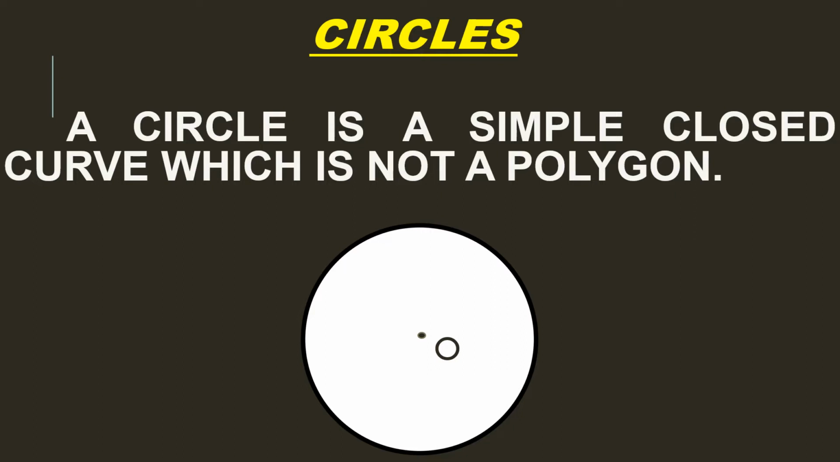So a circle is a simple closed curve which is not a polygon. You can see here this is a figure of a circle. You are all aware of this figure, in which we never include any line segment. So according to that, a circle is a simple closed curve which is not a polygon. That is the definition of a circle.